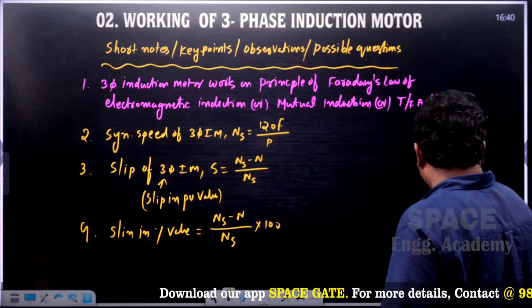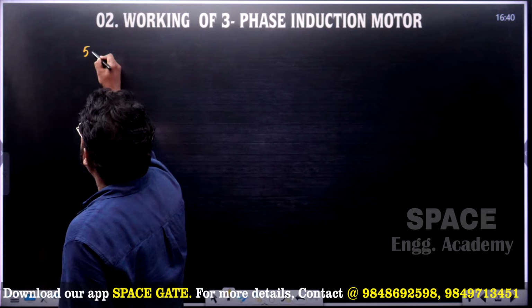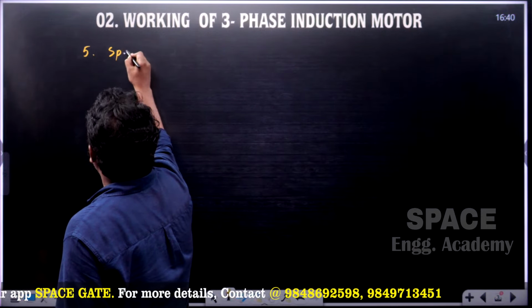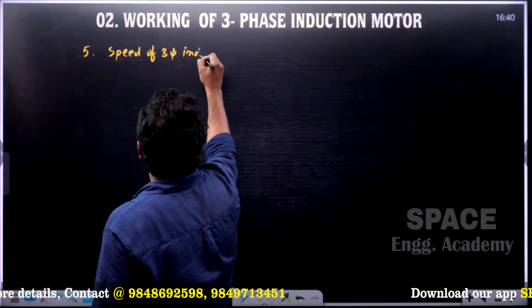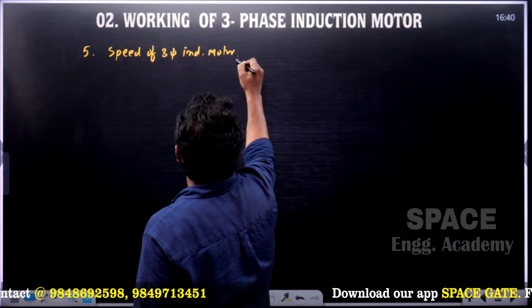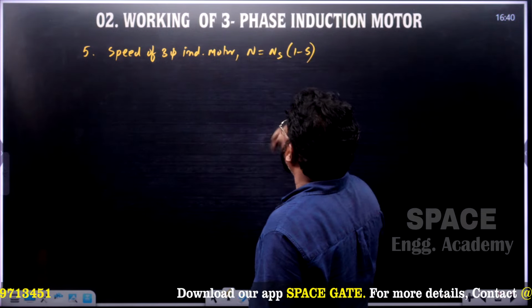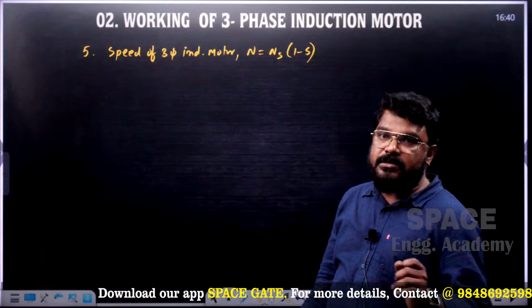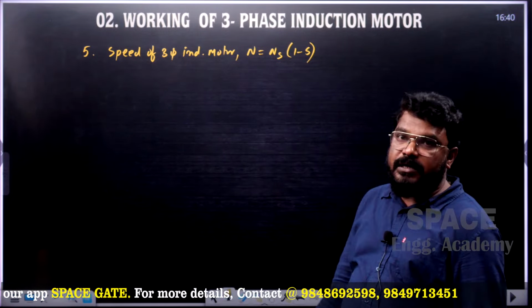And next possibility of the question: speed of the motor. How do we calculate the speed of a 3-phase induction motor? N is equal to Ns(1 minus S). The speed of the 3-phase induction motor, N is equal to Ns times (1 minus S).